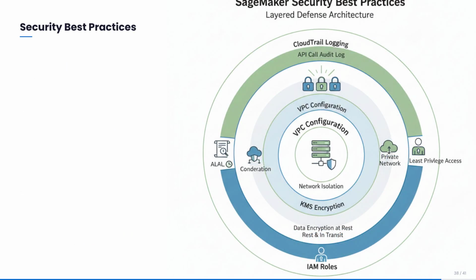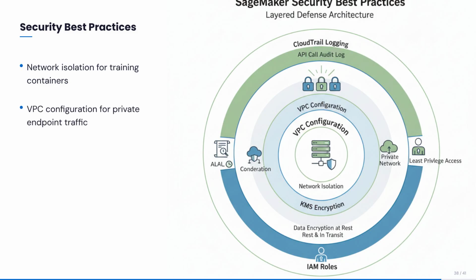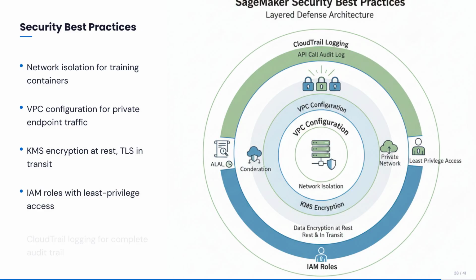Security must be built in from the start. Enable network isolation for training containers to prevent data exfiltration. Use VPC configuration for endpoints to keep traffic within your private network. Encrypt data at rest with KMS and in transit with TLS. Apply IAM roles with least privilege access for SageMaker resources. And enable CloudTrail logging for a complete audit trail of all API calls.